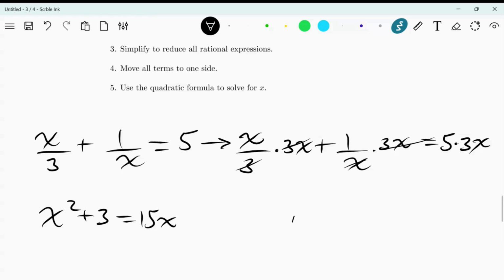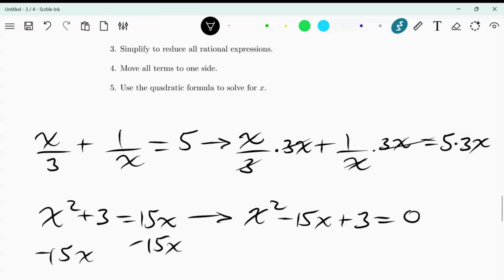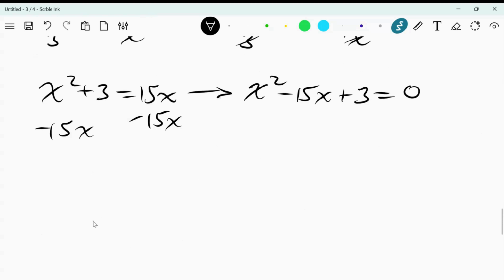So now let's get all of our terms to one side. And we can accomplish this by subtracting 15x from both sides. So now here's what we got. Go ahead and erase this. We've got x squared minus 15x plus 3 is equal to 0. We can use the quadratic formula now to solve for x. So let's do it.